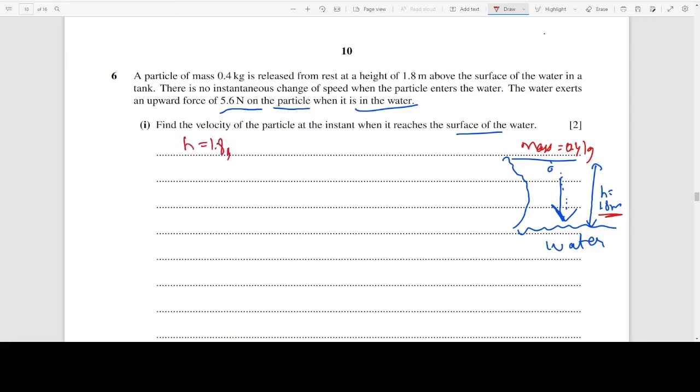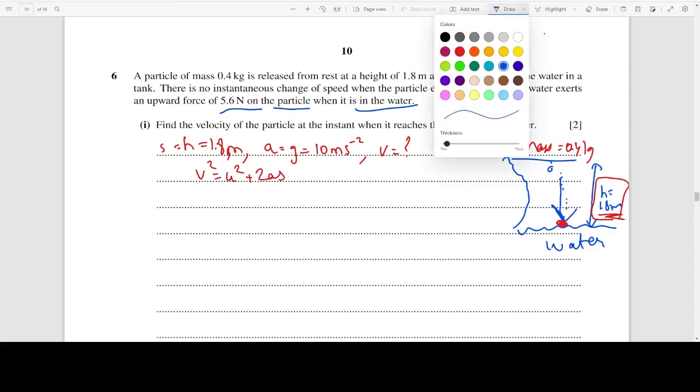We know right now it's only under the influence of gravity. So A, and this height is actually equal to the displacement. So A is G, which is 10 meter per second square, and we just have to find the final velocity when it completely covers this height of 1.8 meter, as soon as it touches this water surface. So we just have to find V. Let's see which formula. We can use V square equals U square plus 2AS.